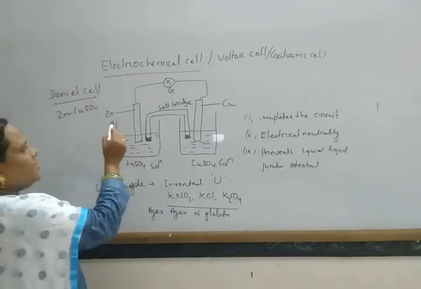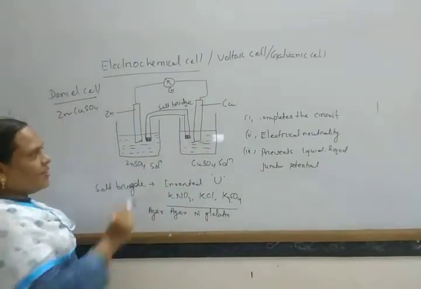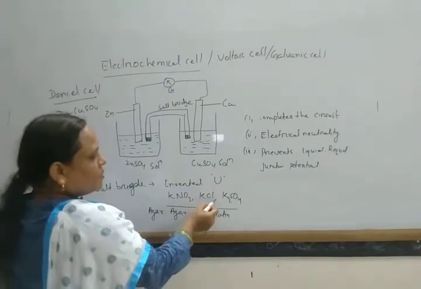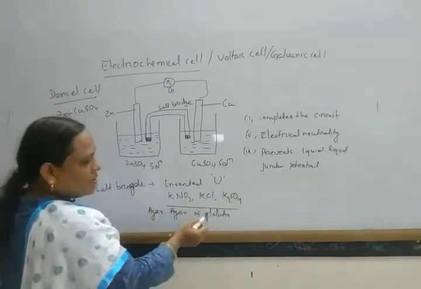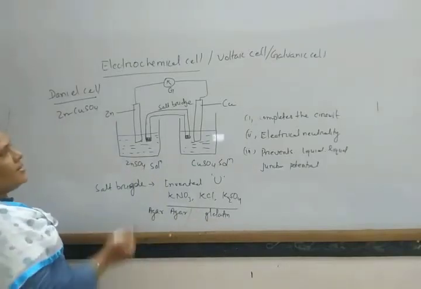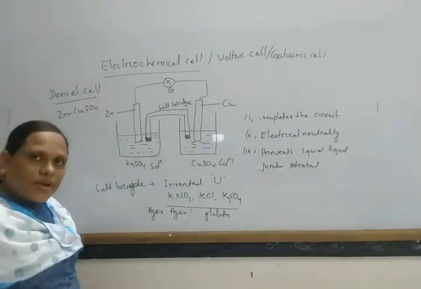Okay, so a zinc rod is dipped in zinc sulfate and a copper rod is dipped in copper sulfate. A salt bridge is there. It may contain potassium nitrate, potassium chloride, or potassium sulfate in agar-agar or gelatin, and a galvanometer is connected here through this conducting wire.